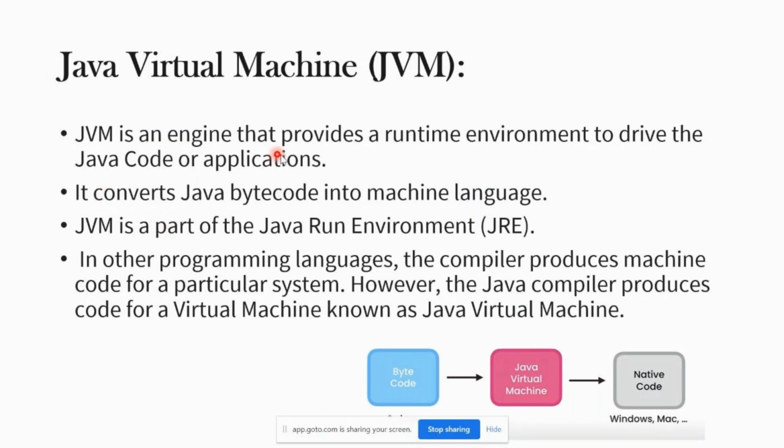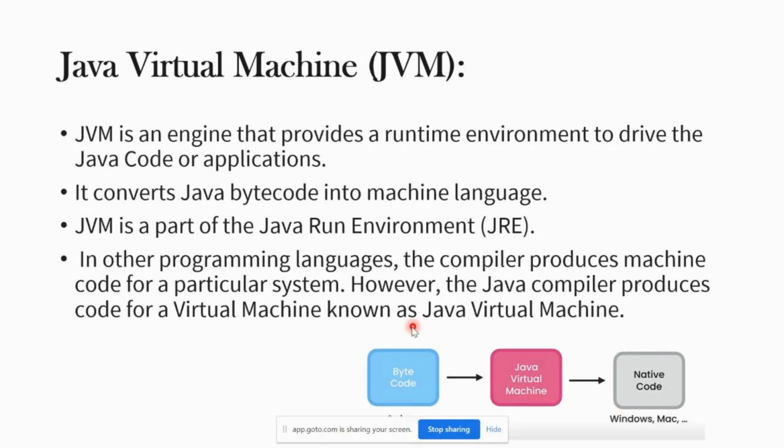JVM is an engine that provides a runtime environment to drive the Java code or application. It converts, this is the main point, Java bytecode into machine language. Again, in which language will it convert? If you are running on a Windows machine, it will convert to a Windows machine understandable language.